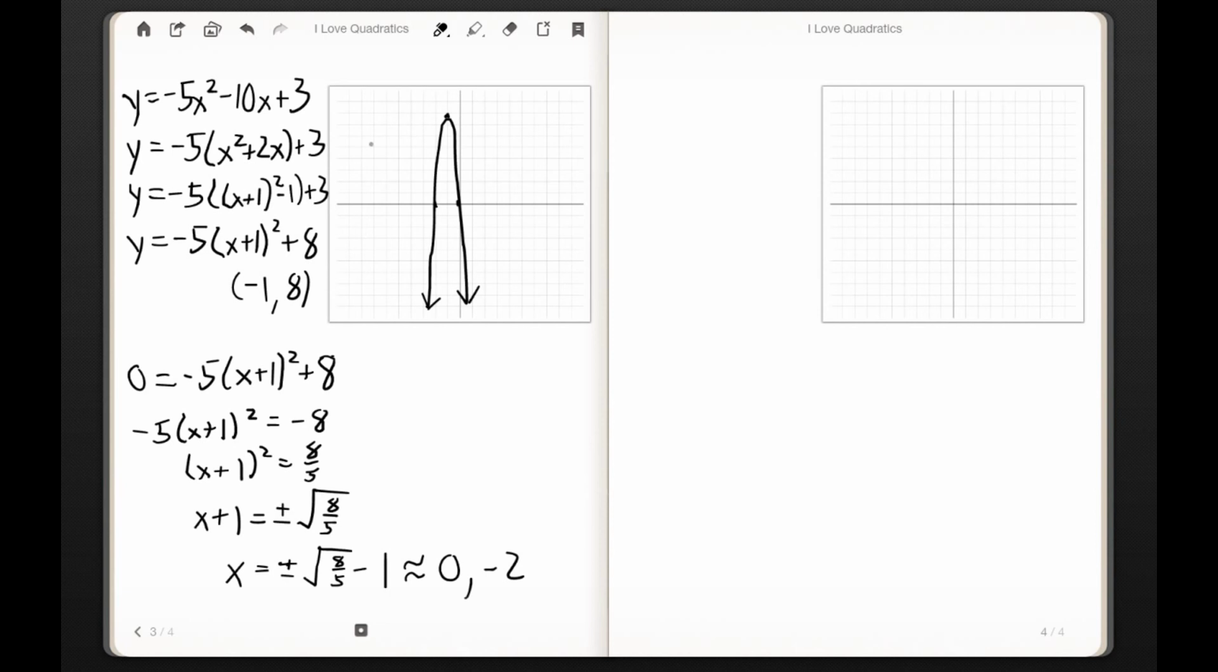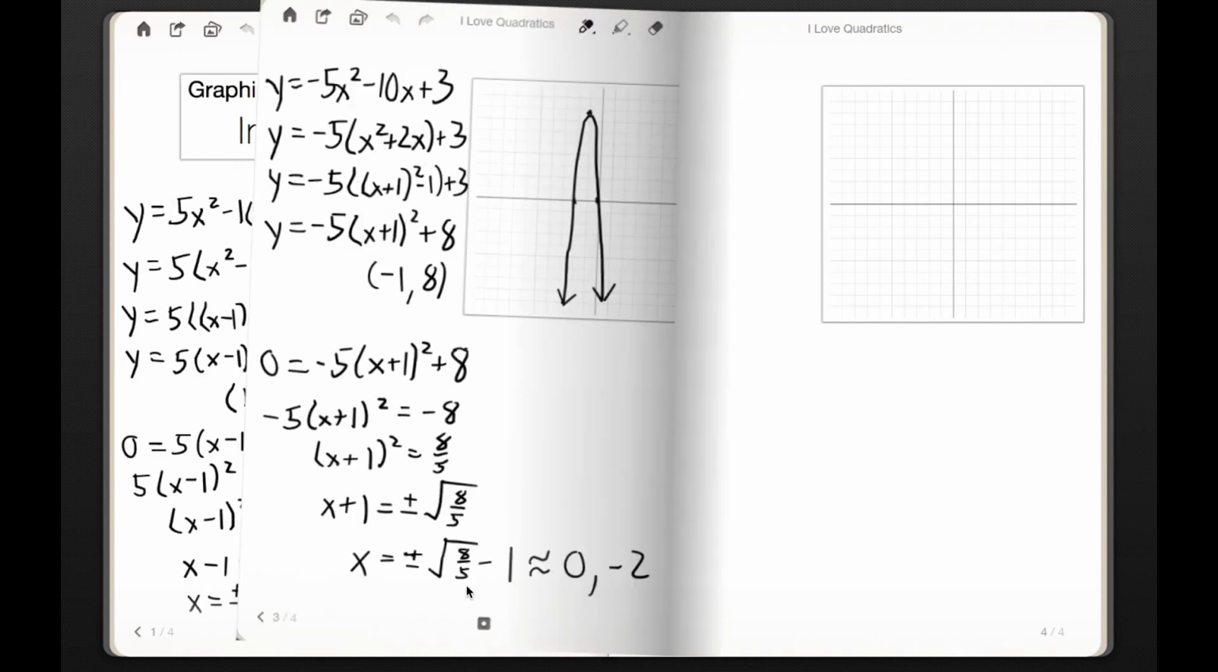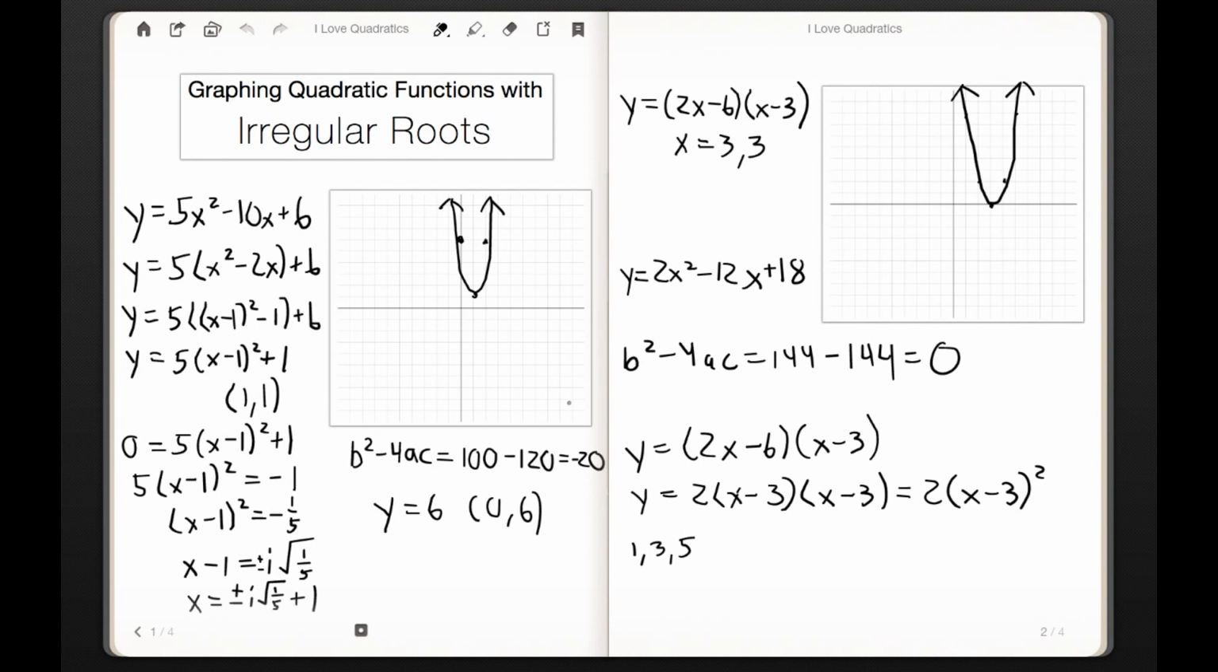All right, and we are going to stop there. I think we've covered enough irregularity in this video. But this was just to show you that not all parabolas follow the standard rules, so when they don't, you have to think outside the box a little bit.